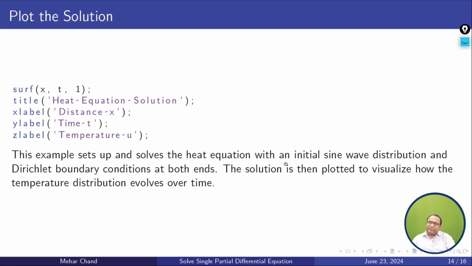Now after that we need to plot the solution. First we are plotting the numerical solution. Here is surf(x, t, u). For the title we put heat equation solution, the x label is distance x, the y label is time t, and the z label is temperature u. This example sets up and solves the heat equation with an initial sine wave distribution and Dirichlet boundary conditions at both ends. The solution is then plotted to visualize how the temperature distribution evolves over time.